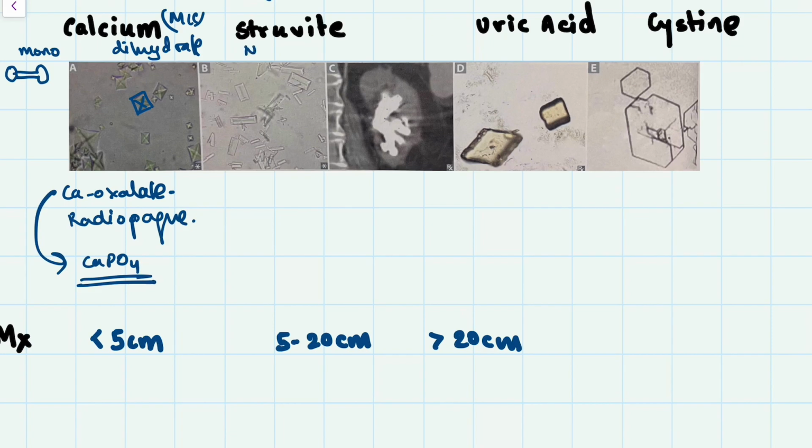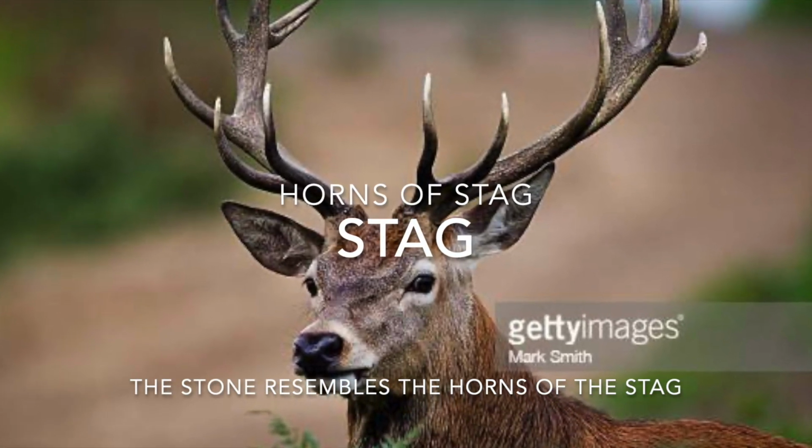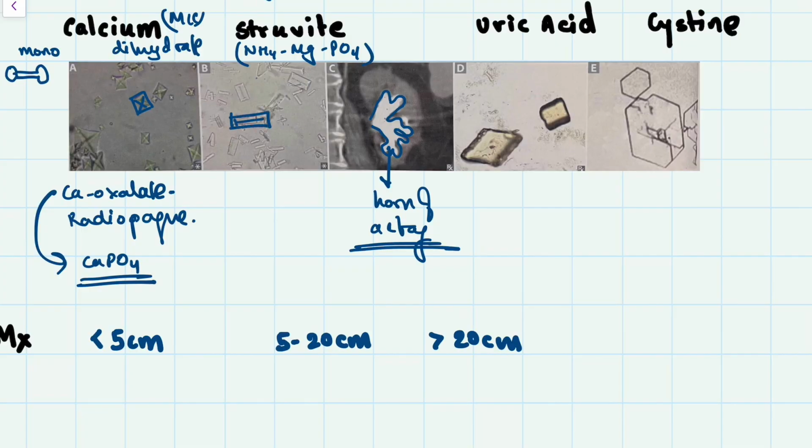Next is the struvite stone, which is nothing but an ammonium magnesium phosphate stone. It is also called a triple stone, right? And a staghorn calculi. Why a staghorn calculi? Because it occupies three or more calyces, hence it appears like the horn of a stag, right? Stag is an animal that has horns. The appearance is a coffin lid appearance.